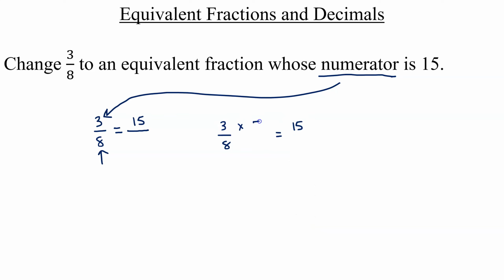So 3 times 5 is 15. And then whatever you multiply your numerator by, you're going to multiply your denominator by that as well. Because essentially what you're doing is you're multiplying by 1. 5 over 5, or 5 divided by 5, is 1. So it doesn't change this fraction anyway.